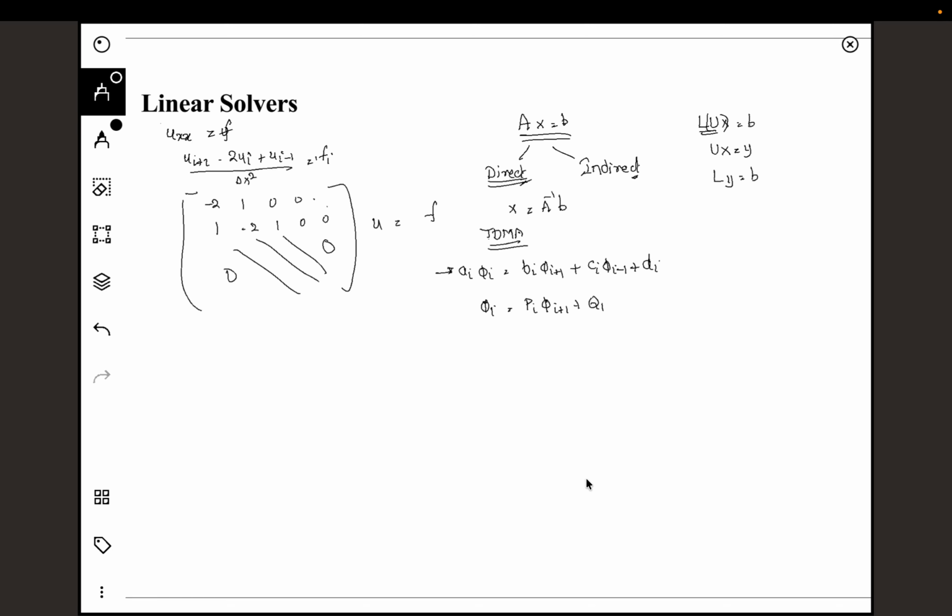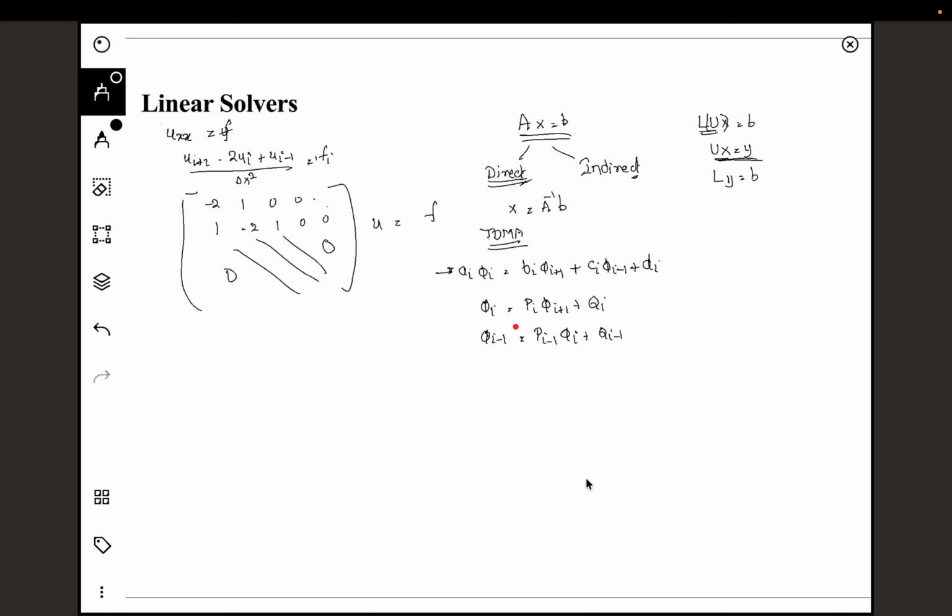q_i. What I'm trying to do here is this: this is the equation we have. We are trying to find an upper triangular matrix times x which will be y, and a lower triangular matrix times y which is equal to b. So this is basically writing it as an upper triangular matrix. So I can also write this as phi_(i-1) is p_(i-1) times phi_i plus q_(i-1).